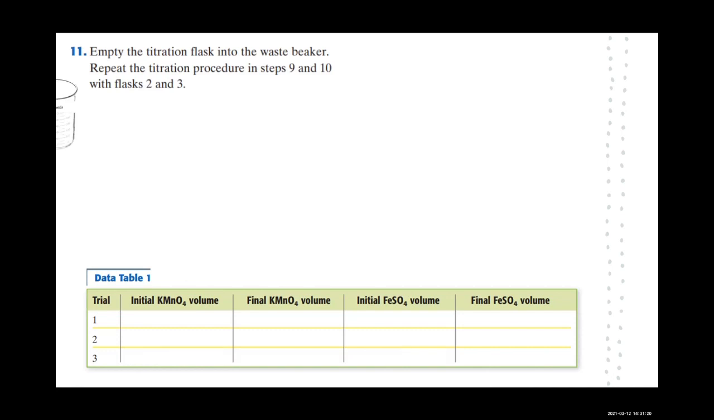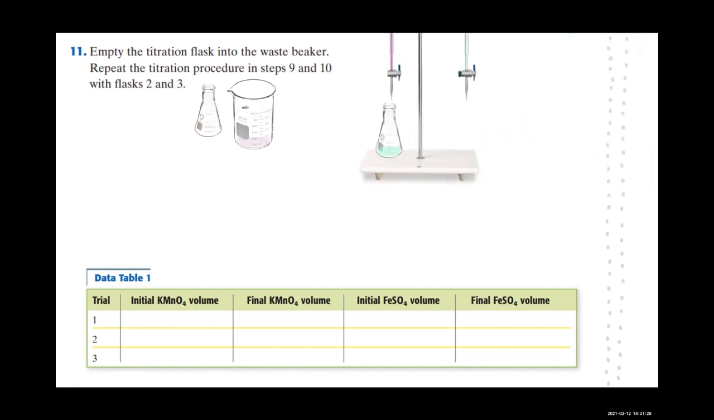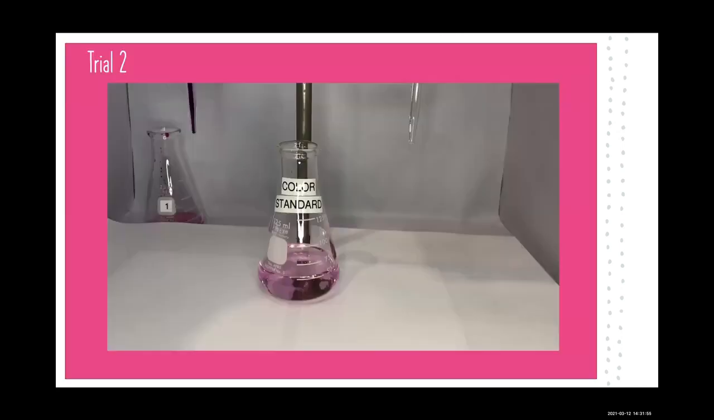We're going to empty the titration flask into the waste beaker, and then we're going to repeat the same procedure that was in steps 9 and 10 with flasks 2 and 3. So this is adding 10 milliliters of iron(II) sulfate, 5 milliliters of the 1 molar sulfuric acid, and then titrating the potassium permanganate very slowly, drop by drop. And then after that, we're going to be sure that we clean up. So here's trial 2.